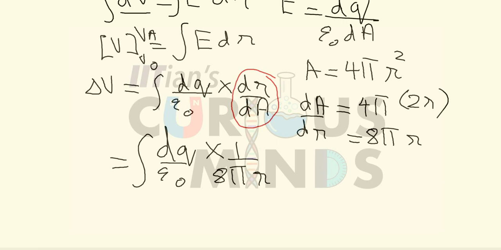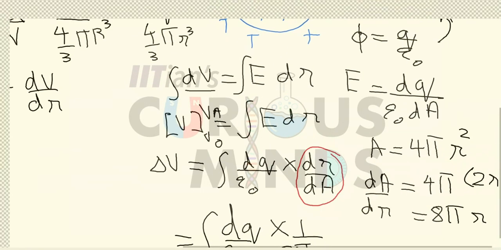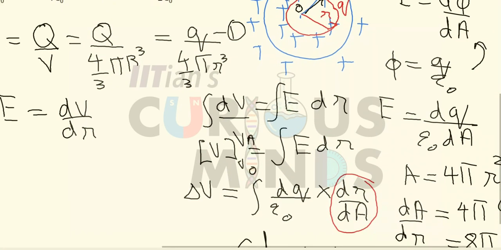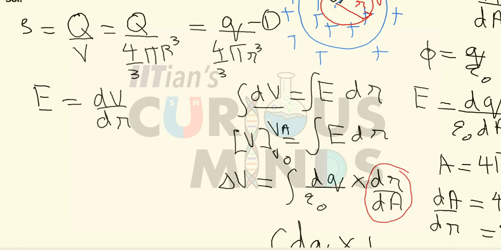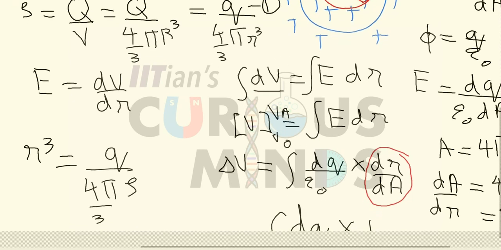Okay, r over here is again the variable. Now how can I substitute this part? I can either substitute q or r. You can clearly see from the first equation that r cube will be equal to q divided by 4 pi by 3 into rho.